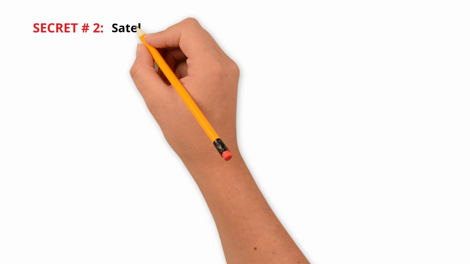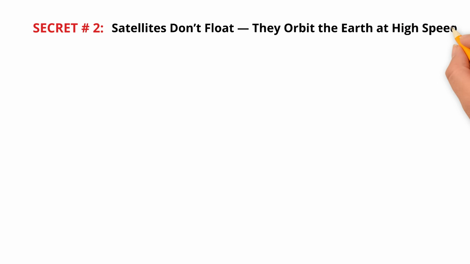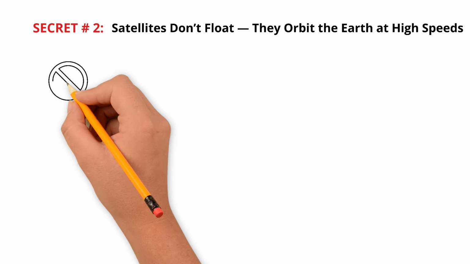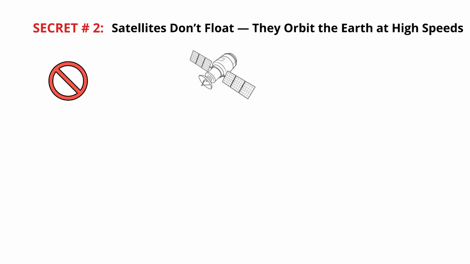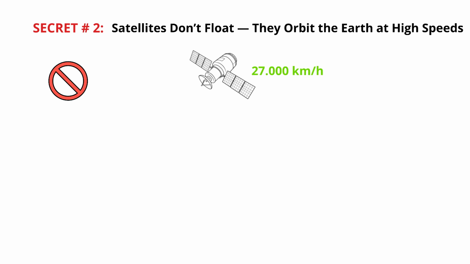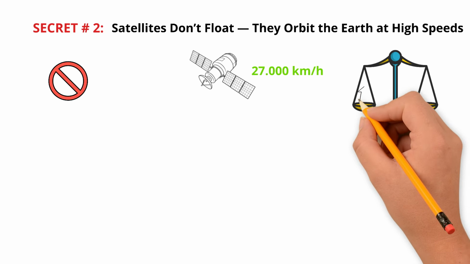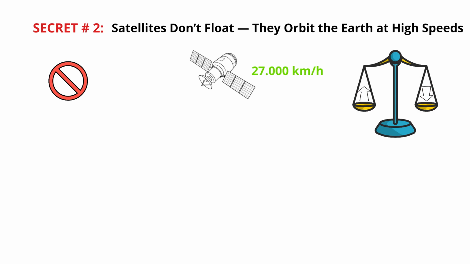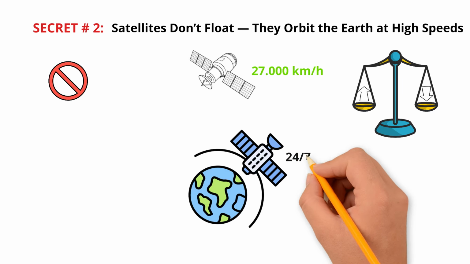Secret number 2. Satellites don't float. They orbit the Earth at high speeds. Here's something most people don't know: satellites don't just float in space. They're actually orbiting the Earth at incredibly high speeds, often around 27,000 kilometers per hour. This speed perfectly balances Earth's gravity, keeping them in constant motion around the planet instead of falling down to Earth. That balance is what keeps them stable and always in the right position to deliver your internet 24/7.